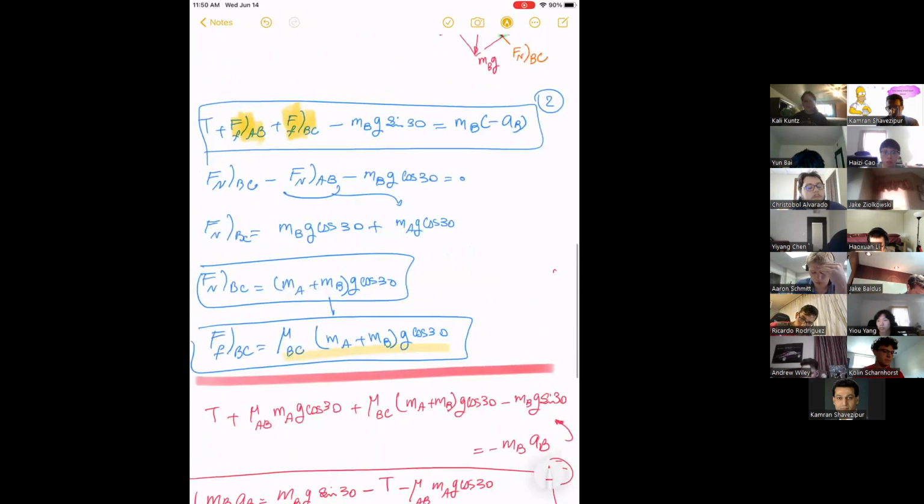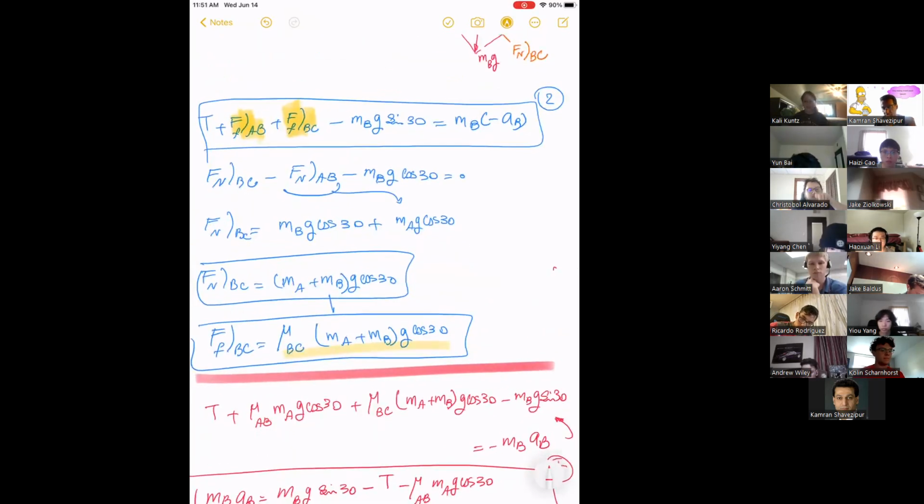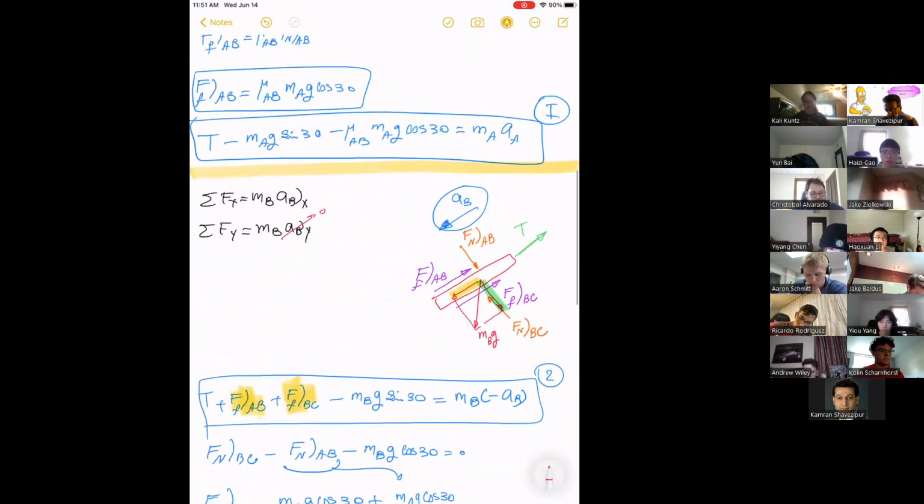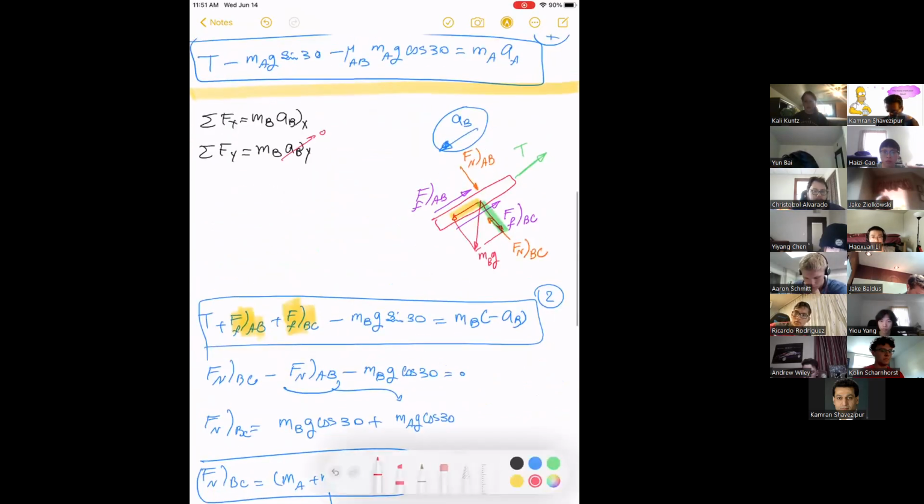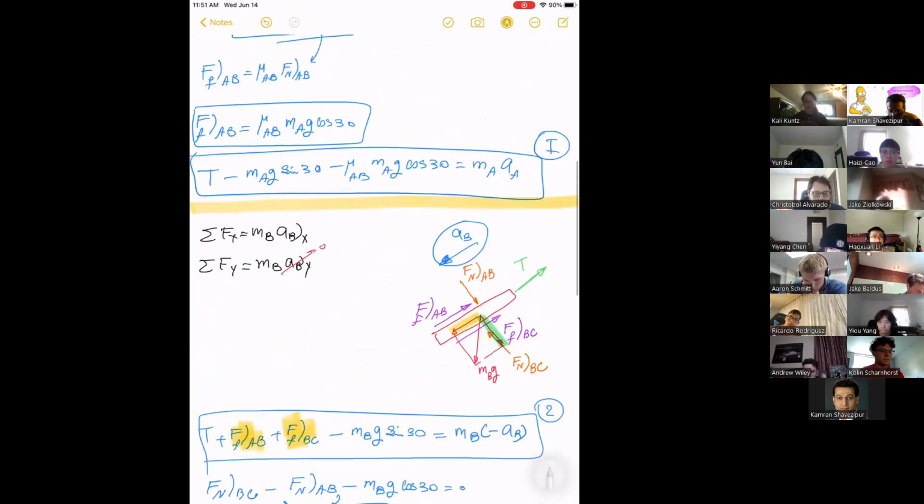Now, I'm going to bring this second equation down here. I'm going to bring this equation down and put it side by side, see what happens. Let's just grab this whole thing.